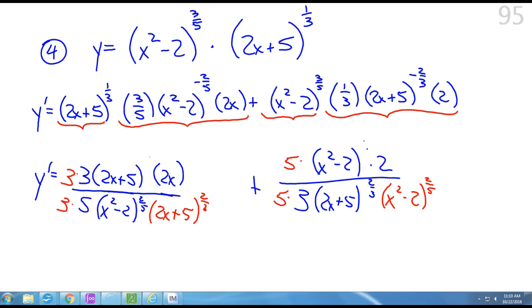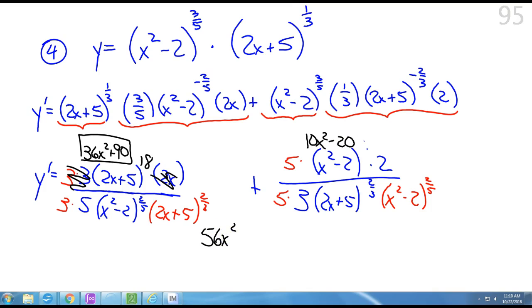Alright, so 3 times 3 is 9, times 2x is 18. And then if I distribute that, that's going to be 36x squared plus 90. This is 10 times x squared minus 2, so 10x squared minus 20. So if I combine all that stuff, I get 56x squared plus 70. Oh, you guys got? All over. So now this is 15 times all the other stuff.